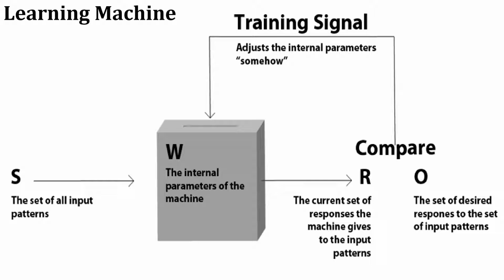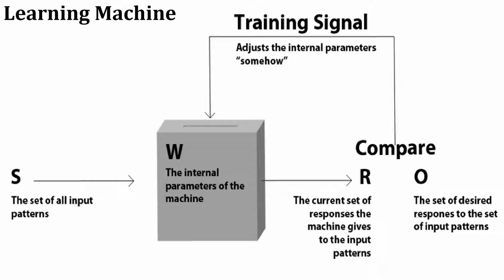Let's take a look at a simple diagram of a learning machine. This is a schematic diagram of a learning machine. Here, the machine itself is represented as a box. It takes some inputs we often call S. It uses some parameters on the inside of the box, often called W, and it outputs a response that we will often call R.